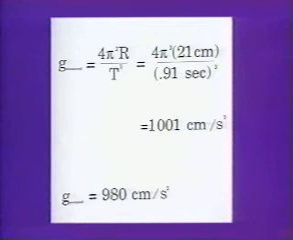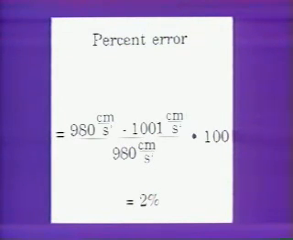Substituting in the values that we obtained, we find that the measured value for the acceleration of gravity is 1001 centimeters per second squared. With the accepted value as 980 centimeters per second squared, we find that we have a 2% error in our measurement for the acceleration of gravity.